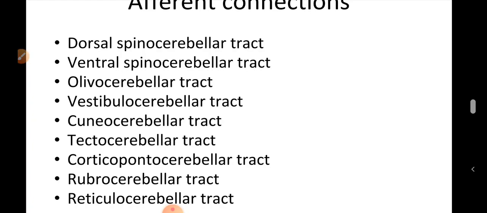Now the ventral spinocerebellar tract. The fibers of this tract arise from marginal cells in the dorsal grey horn of the spinal cord. After taking origin, the fibers cross in the midline and ascend on the opposite side. It carries proprioceptive information from the limb of the opposite side. It enters the cerebellum through the superior cerebellar peduncle and is distributed to the lower limb area of the cortex of the spinocerebellum.